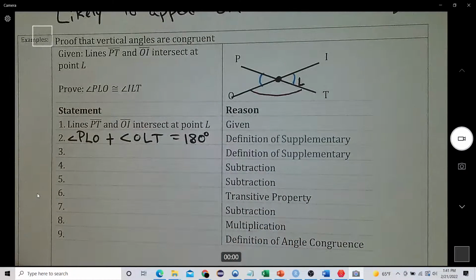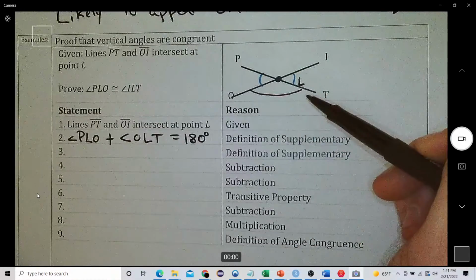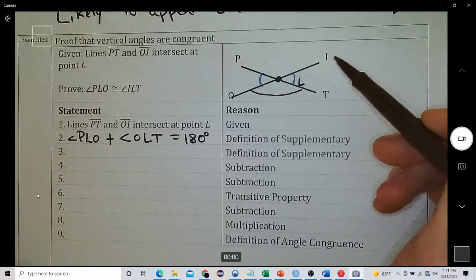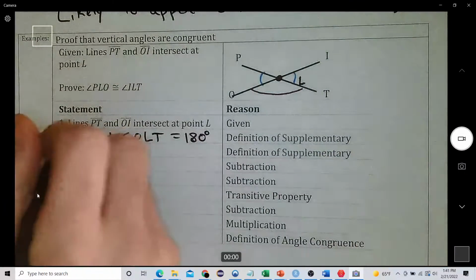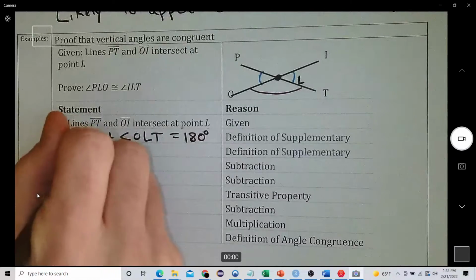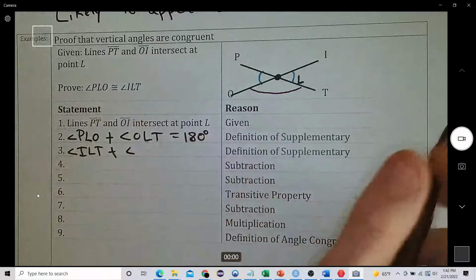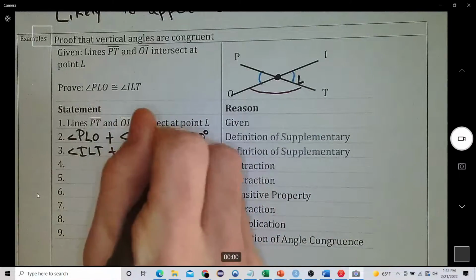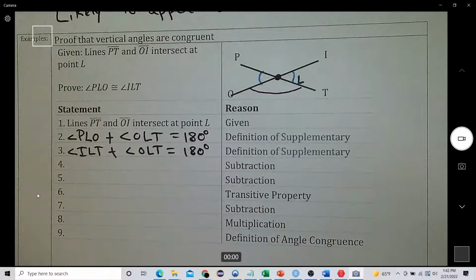All right. Next thing, I said we need an angle that they have in common that they're also supplementary to. So let's talk about the other stuff. Angle ILT and angle OLT are also supplementary. So angle ILT plus angle OLT is equal to 180 degrees. All right.